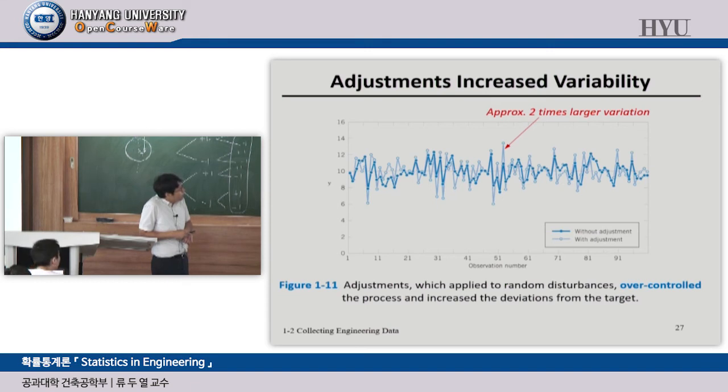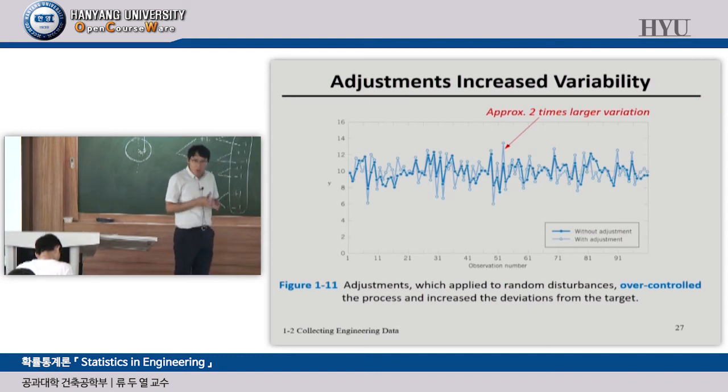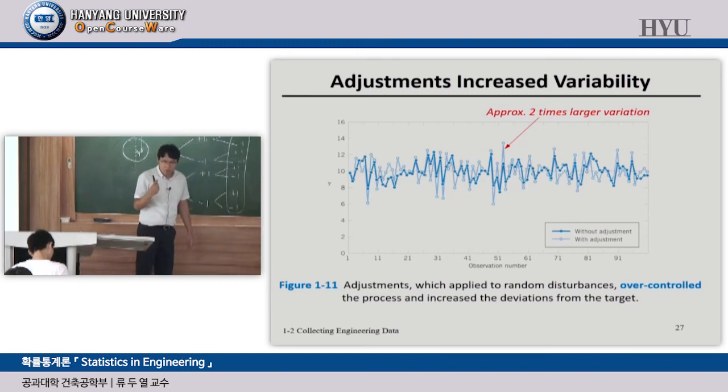And as you can see, approximately 2 times larger variation was obtained in the case with the adjustment. So in this case, we can simply say that the adjustment was overcontrolled. And the process increases the deviations from the target, which means that based on this test result, we can simply think that the funnel should not be moved during the test. So applying too much adjustment causes more error in the data points after the experiment.